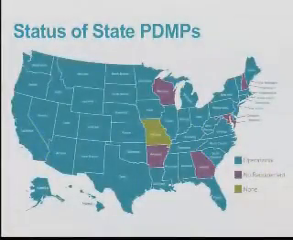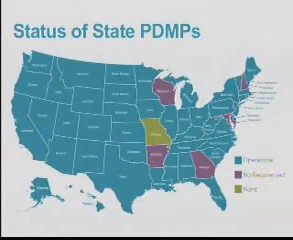This is the status of state PDMPs. Missouri is the only one that has no legislation thus far to create one. Alabama's was created, I think the legislation was passed in 2004, started collecting data in 2006. We were able to access it in 2007. So we now have several years of history, and it's not archived. So you can put in the specific date range that you want. The default is 6 months.